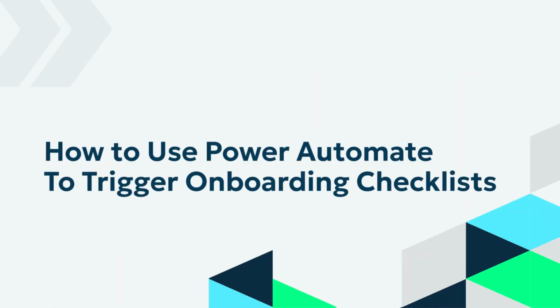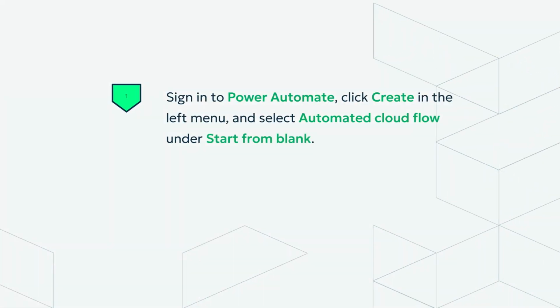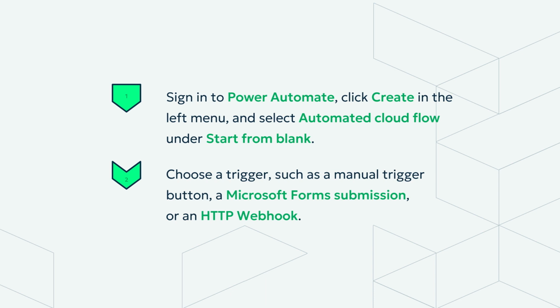How to use Power Automate to trigger onboarding checklists. Power Automate can create and assign tasks automatically using manual and automatic triggers. To get started, sign in to Power Automate. Click Create in the left menu and select Automated Cloud Flow under Start from Blank. Choose a trigger, such as a manual trigger button, a Microsoft Forms submission, or an HTTP webhook.